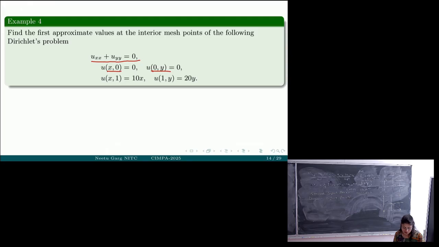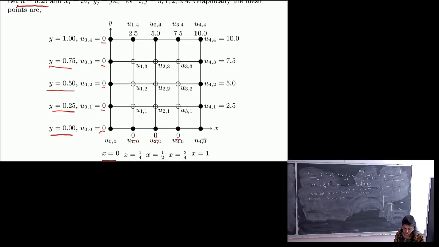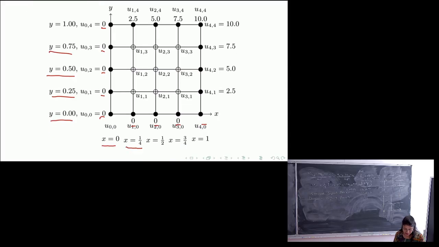So, when f(x,1) is given to be 10x, let us think about this, when your y is 1. This is 10x. Here your x is 0.25, so I am multiplying that distance with 10. The next point is 0.5, I am multiplying that with 10, and here 0.75 with 10, and here we are getting 10. Similarly, I can get the other boundary points.